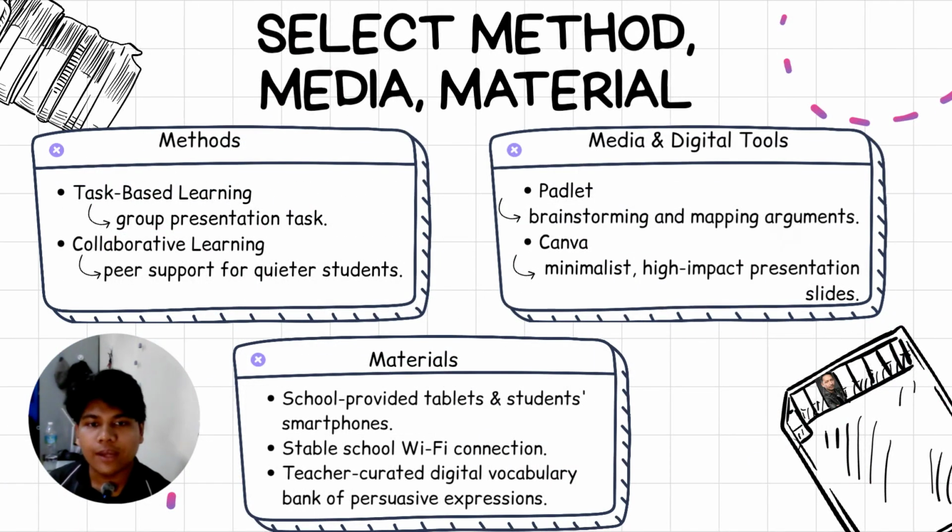Now, let's take a look at the next stage, where we select the methods, media, and materials to bring these lessons to life. Instead of the traditional individual reading method, we selected task-based learning and collaborative learning as our core methods. By putting students into groups of 4 to 5, active students can encourage the quieter, more passive students, to provide the exact peer support they need to build confidence.